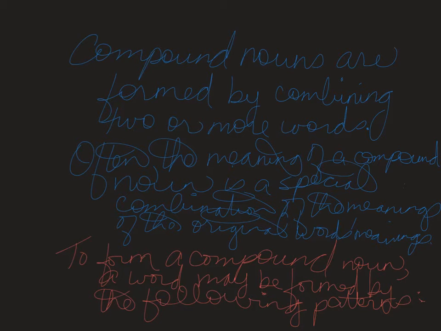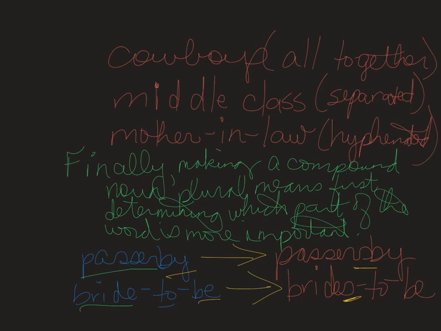Sorry about that. To form a compound noun, a word may be formed by the following patterns. So let's look at this. Three different ways we can form compound nouns, or that they are formed, okay? Cowboys, that's a compound noun, right? As I just said. And that word is all smushed together, okay? No spaces between the words. You could have the two words forming the one compound noun and meaning one thing, but with a space in between them, like you would have two completely separate words. Middle space class, okay? That's still a compound noun representing one thing.